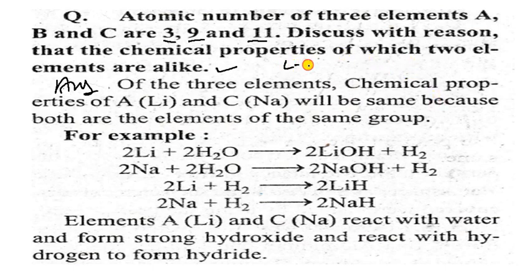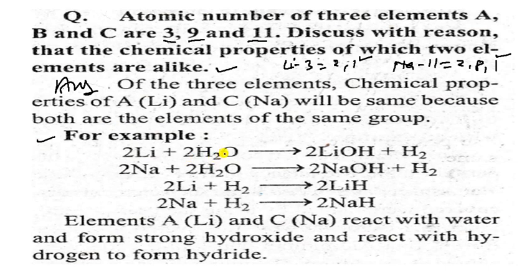You have to see lithium: it is 3, and the configuration is 2 and 1. And what about sodium? It is 11, and it is 2, 8 and 1. So in the outermost orbit there is one electron in both cases. So lithium and sodium both have the same. So here the same group.